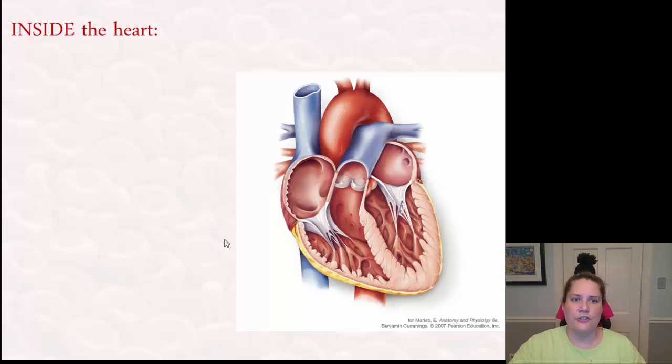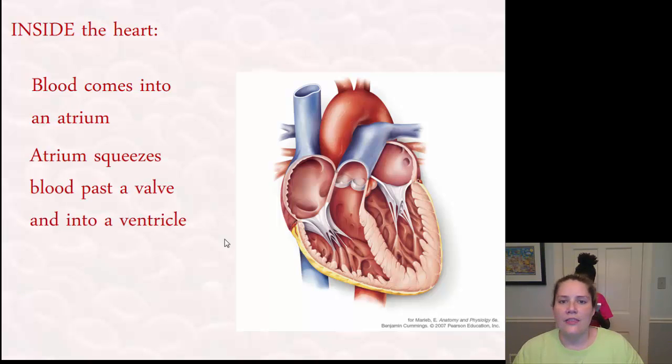So what happens with a contraction? The blood comes into the atrium, and then the pacemaker is going to tell the atria that it's time to squeeze. And so the atria are going to squeeze blood past a valve and into a ventricle.